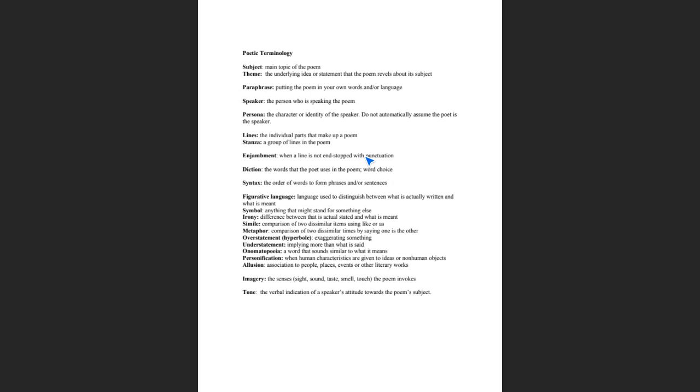Syntax is the word order. So if you're thinking about it this way, the typical English sentence, we normally begin by putting the subject first and then the verb. Like for instance, I would say, my sister and I are going to the store. My sister and I are the subject, are going is the verb. So syntax is the word order.